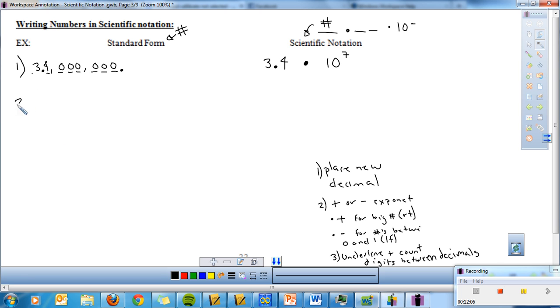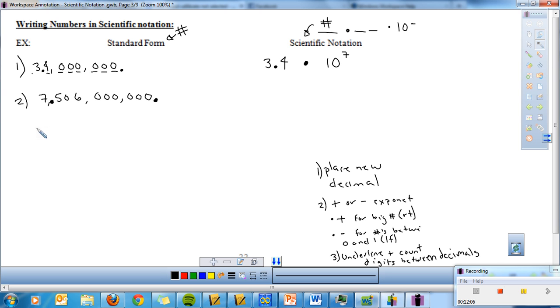Let's go ahead and do another example. Let's say you have the number 7,506,000,000. The first thing we're going to do is place a new decimal. So we're going to start on the left, and I'm going to look for the first number. I'm going to put my decimal right there. I need to also place my second decimal. So I'm going to place my second decimal where the number ends.